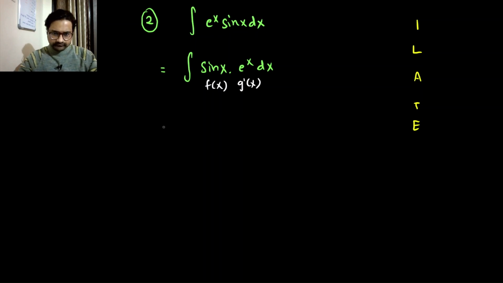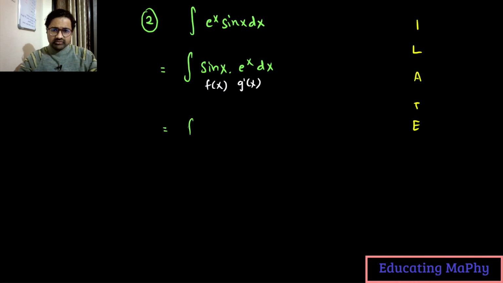Okay, so once again, I will help you by rewriting the formula for integration by parts. That's f(x) times g(x) minus integration of f prime x g(x) dx. So let's plug in the values. What is f(x)? That's just sine x.